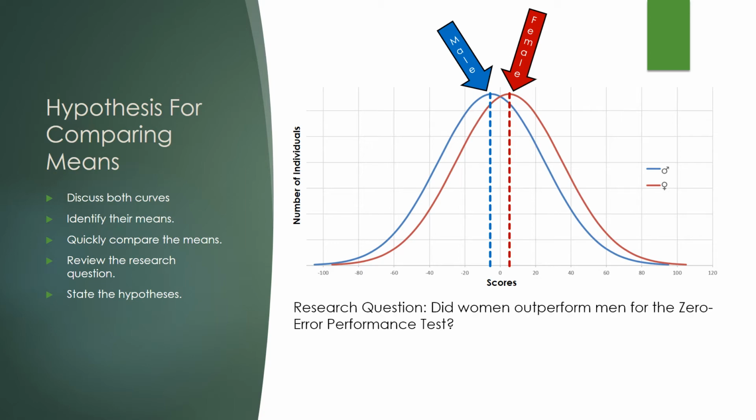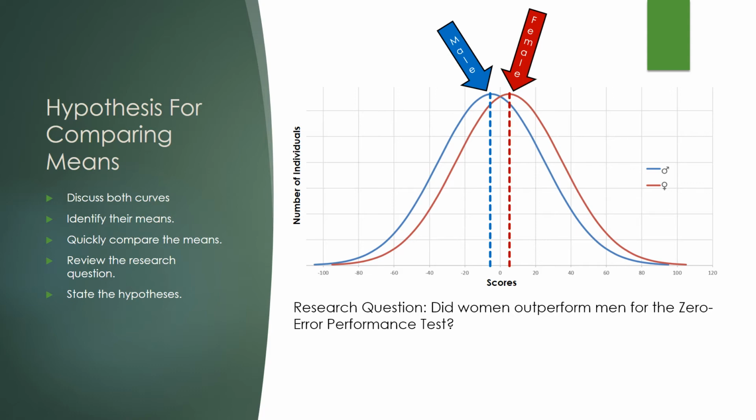Given this information, we can ask the following research question. Did women outperform men for the zero-error performance test? Well, by looking at the graph, it sure looks like it, doesn't it? Their mean is above 0, and the male mean is below 0. So it sure looks like the females outperform the males. So let's just leave that intuition in the back of our mind. However, we really can't say definitively until we perform a statistical test proving whether females outperform males.